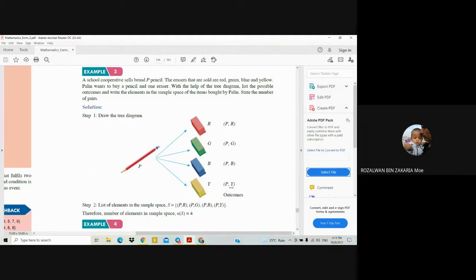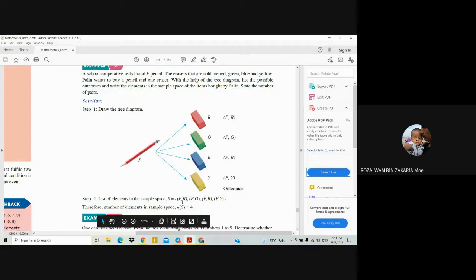And step 2, you have to list all the elements in the sample space. So like this, use a symbol capital S for the sample space equal to, using set notation. So in the set notation, you have to write all the possible outcomes here. Okay, so you have to write in bracket P, comma R, in bracket P, comma G, in bracket P, comma B, and in bracket P, comma Y.